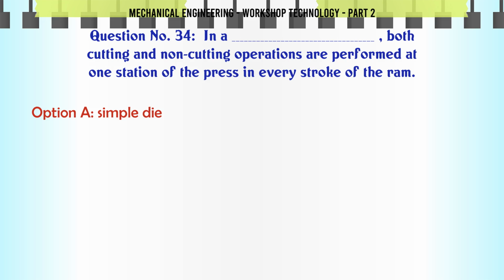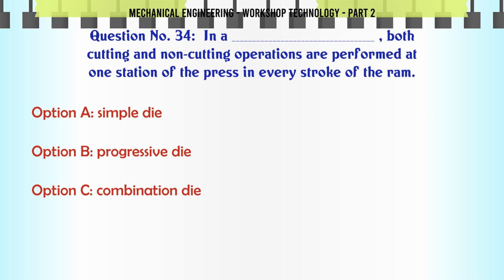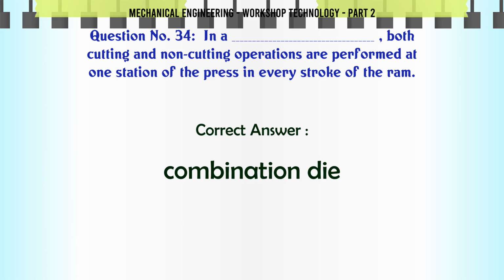In a die, both cutting and non-cutting operations are performed at one station of the press in every stroke of the ram. A. Simple die, B. Progressive die, C. Combination die, D. Compound die. The correct answer is combination die.